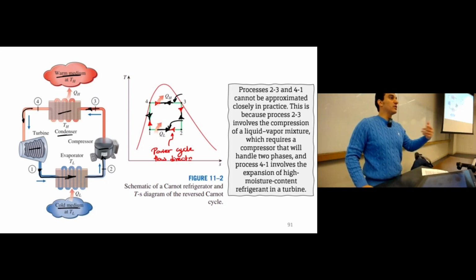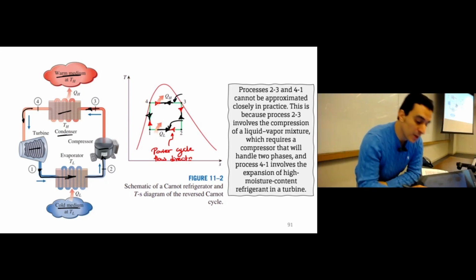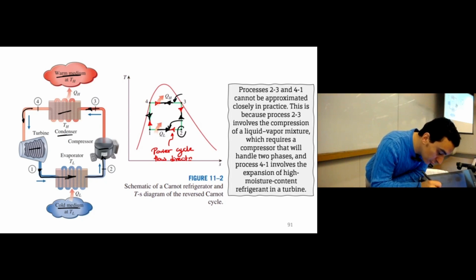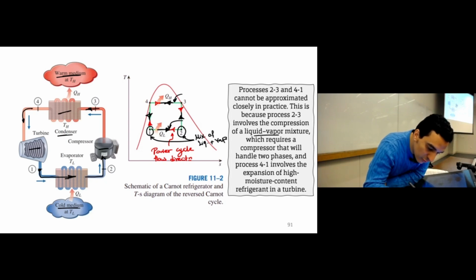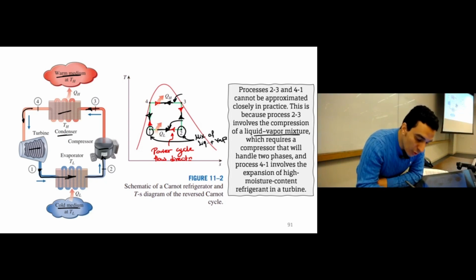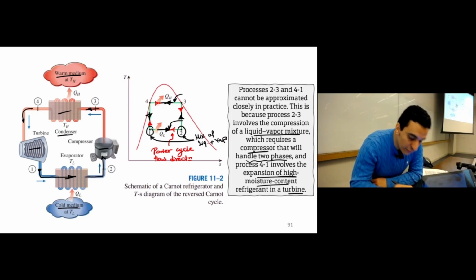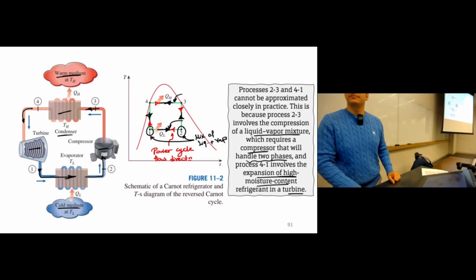Again, the Carnot cycle or reversed Carnot cycle is still ideal, but it's still theoretical. It's not practical. Why? Because we still have point number 2 and point number 1, these 2 points, having a mixture of liquid and vapor. So we have a liquid-vapor mixture. And then we don't have any compressor that can handle 2 phases. We don't have a turbine that can handle expansion of a high moisture content refrigerant.